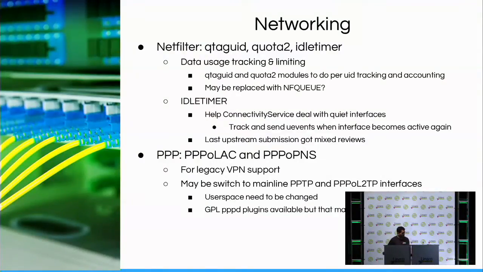Next up are the netfilter changes: QTAGUID, quota, and ADL2. QTAGUID and quota are used for data usage tracking and limiting. Again, the data usage tracking is based on UID and no other parameters.